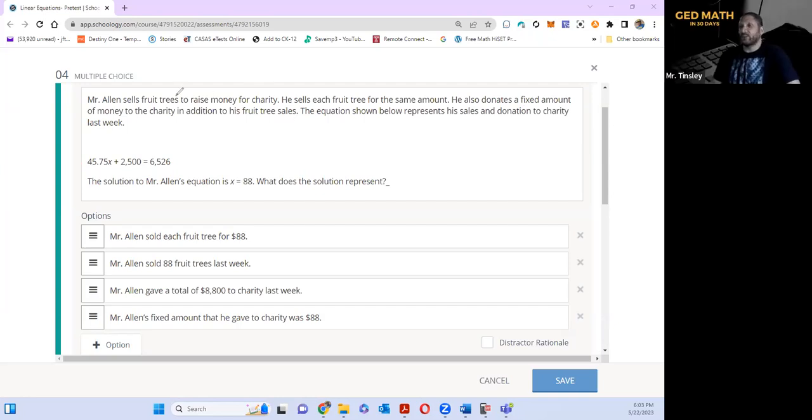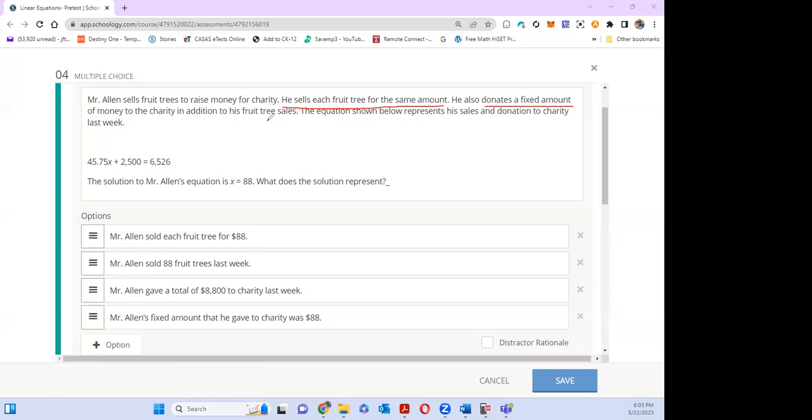All right, so let's look at this one. It says Mr. Allen sells fruit trees to raise money for charity. He sells each fruit tree for the same amount. He donates a fixed amount. That means that amount is not going to change, in addition to his fruit tree sales. The equation shown below represents his sales and donation to charity last week.